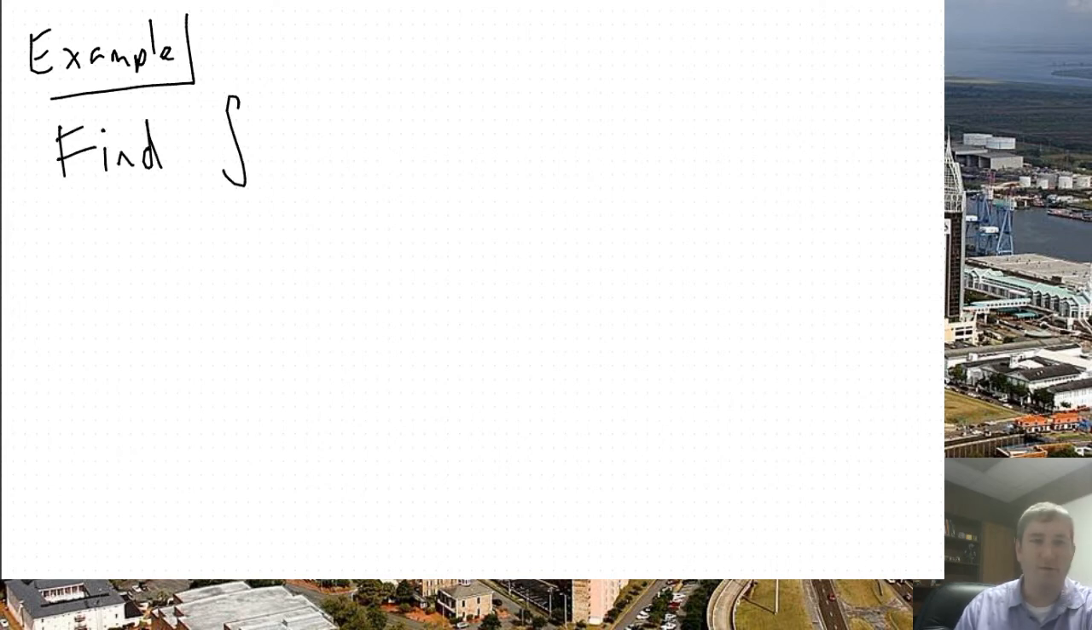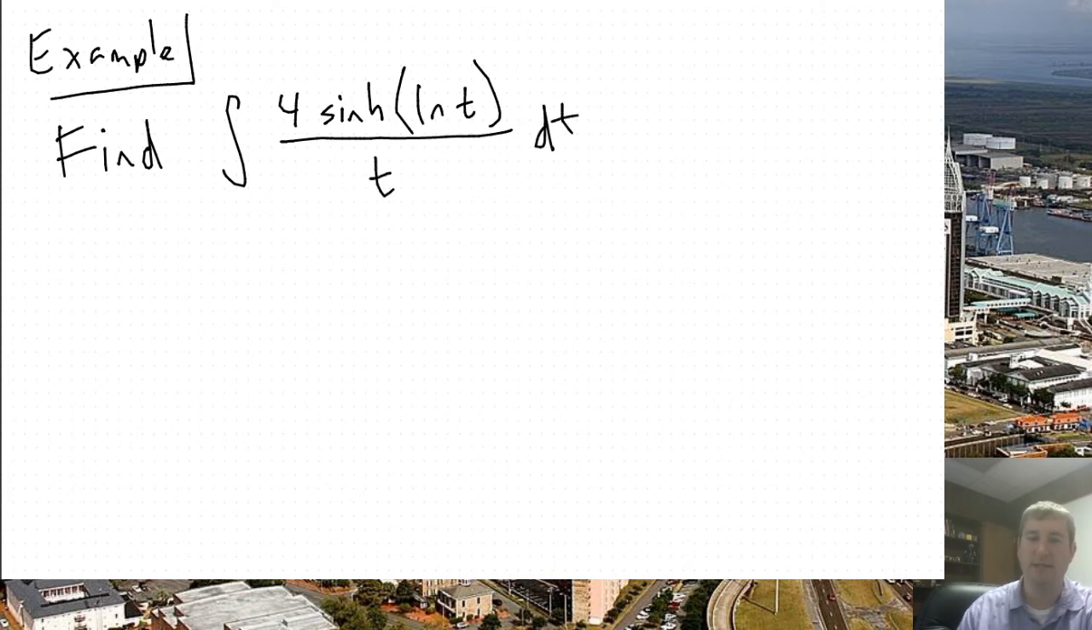Example. Find the integral of 4 hyperbolic sine natural log of t divided by t dt with respect to t. That's what that dt at the end means, is that t is my variable.